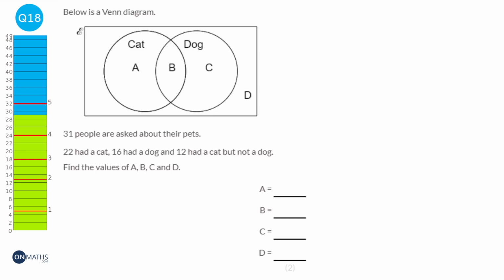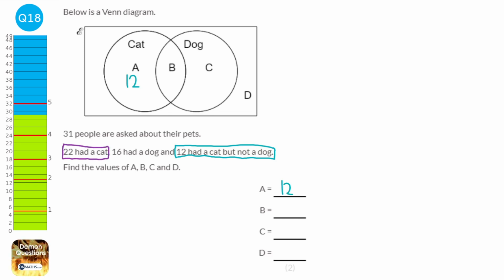The first thing that we can actually work out for this Venn diagram is this part here. So it says 12 had a cat but not a dog. So the cat but not a dog is shown with this A here. So if 12 had a cat but not a dog, and in total 22 had a cat, we're going to do 22 take away 12, which is 10. So 10 had a cat and a dog. If 16 had a dog, and 10 also had a cat, that means that 6 had just a dog.